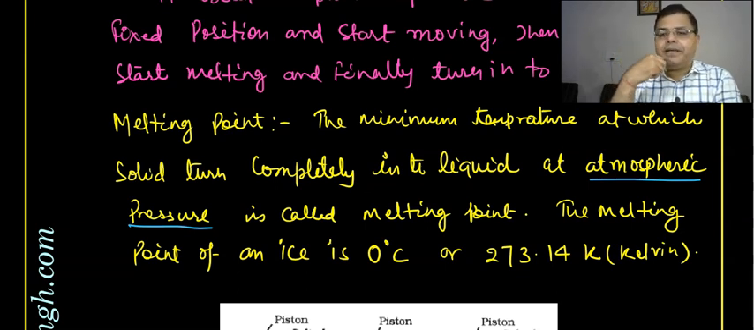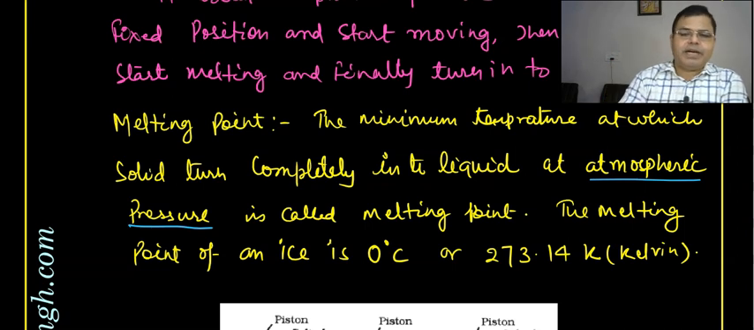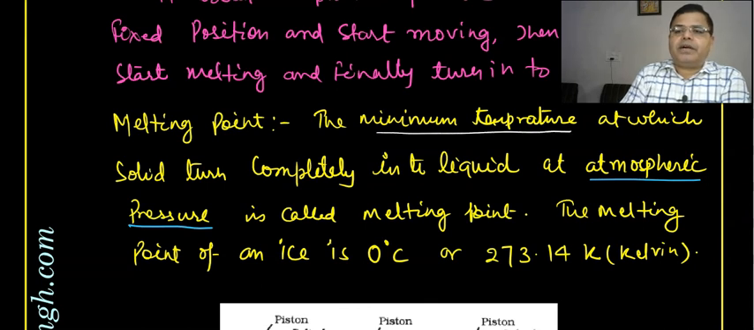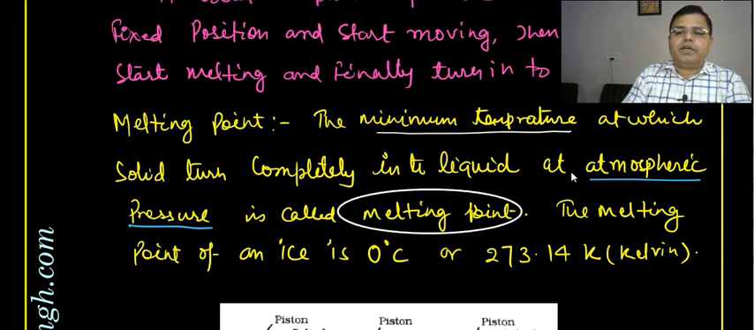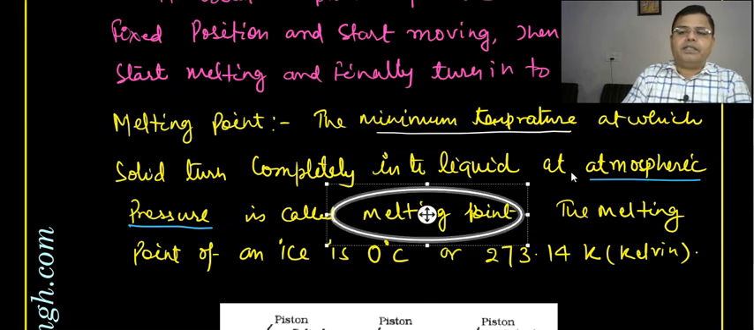So at that atmospheric pressure, the minimum temperature which is required, remember this temperature should be minimum, not maximum, at which the solid starts melting and turns completely into liquid, that temperature is called the melting point. So the melting point is nothing else but the minimum temperature which is required to change a substance from solid to liquid, you know. So this is what the melting point is. I hope you got it, right? Okay.